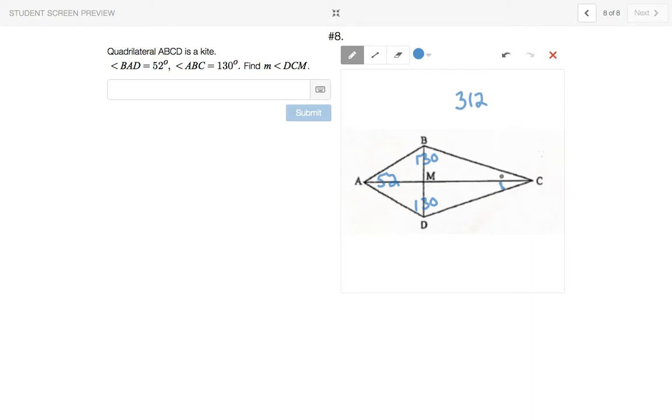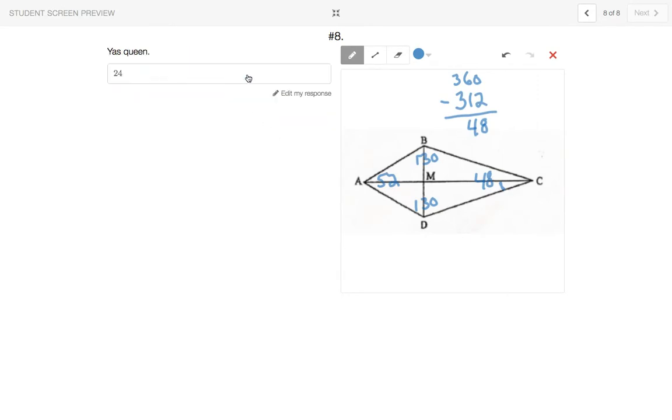To figure out what this angle is on the right, I'm going to subtract this from 360. And I get 48. So the big angle is 48. I only need half that. So I do 48 divided by 2, which is 24. And that is the correct answer for that one.